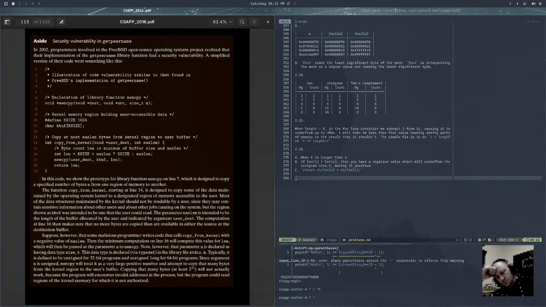Copy from kernel to the user destination and max length. Byte count length is the minimum of buffer size and max length. So if k size is less than max length, then the length is going to be k size. If it's greater than or equal to max length, then we do max length.